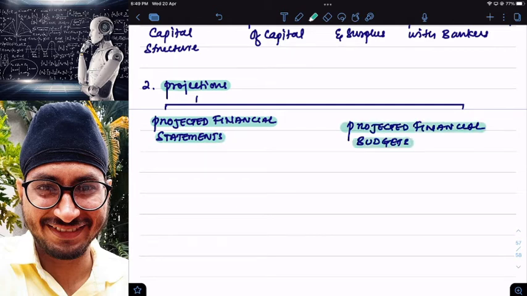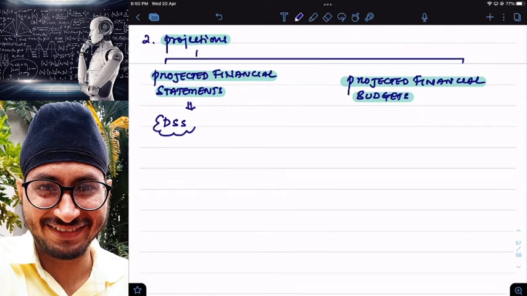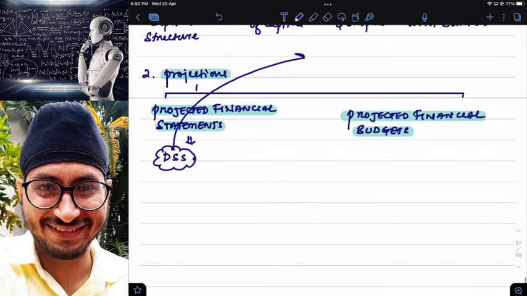Sir, what do we mean by projected financial statements? Projected financial statements are nothing but the next 5, 6, 7, 8 years' balance sheets and P&L accounts, showing expected income and expenditure. And who prepares these projected financial statements? Decision support systems, DSS. It is nothing but software. DSS stands for decision support systems, I'll write here, they may ask in MCQs.